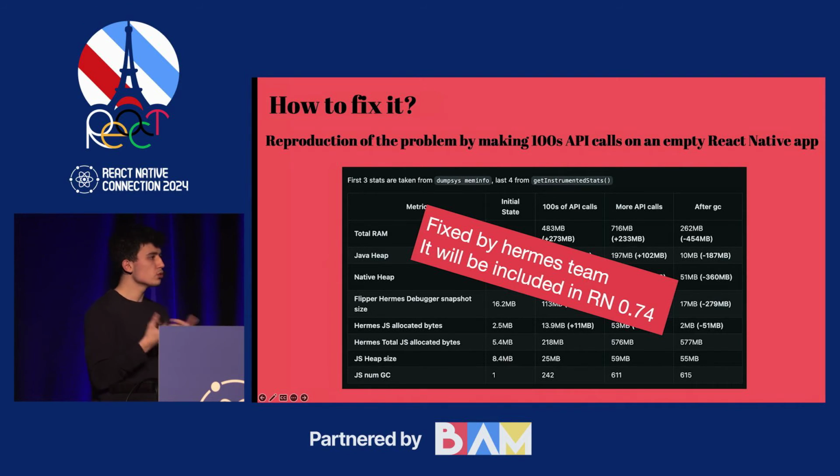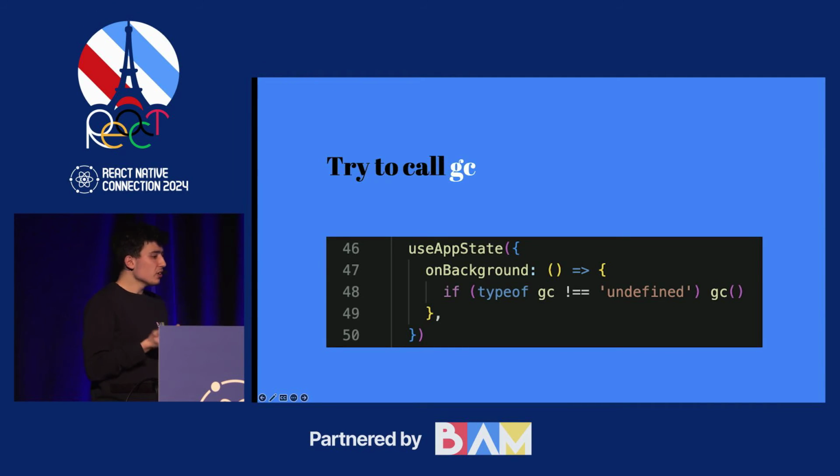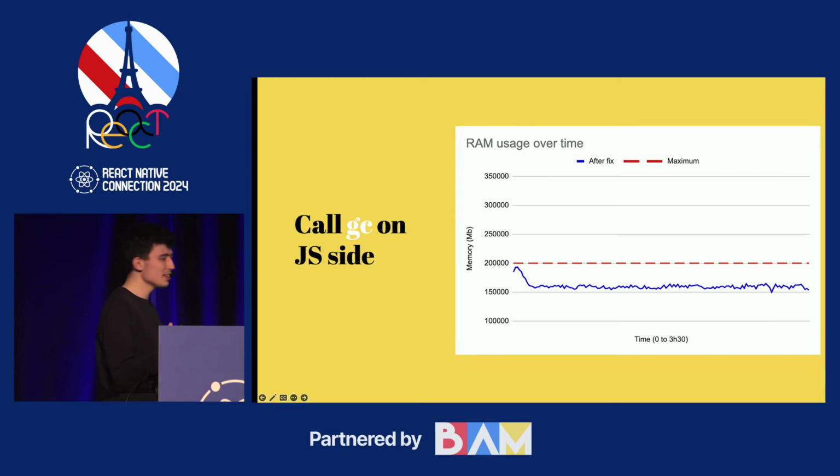It's useful for native library maintainers, so Hermes can take it into account for garbage collection. On our side, we are not on React Native 74, so we just run the garbage collector in the background. It was a quick fix, a short-term solution, and it works. So yes, we have this in production.